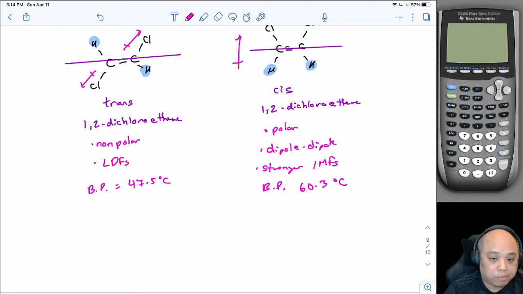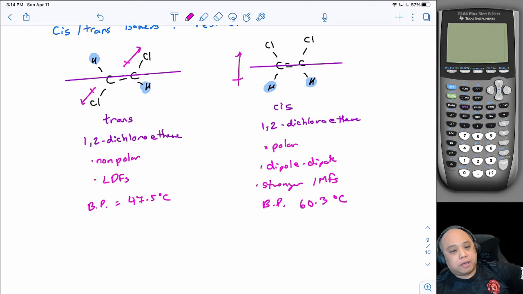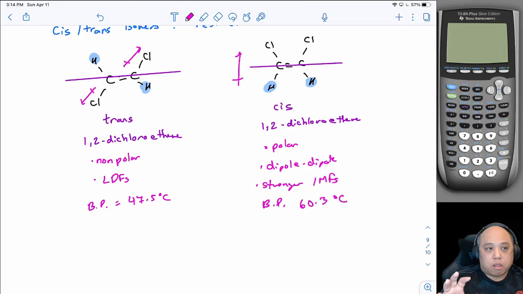Could you also go over the stackability of both of them and how that relates to melting point? I was a bit confused about that. Yeah, sure. Stackability is when molecules start slowing down and they start to get closer and closer to each other.